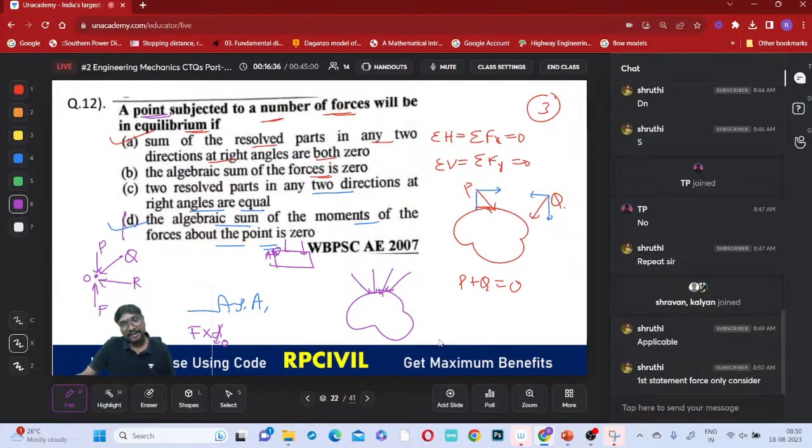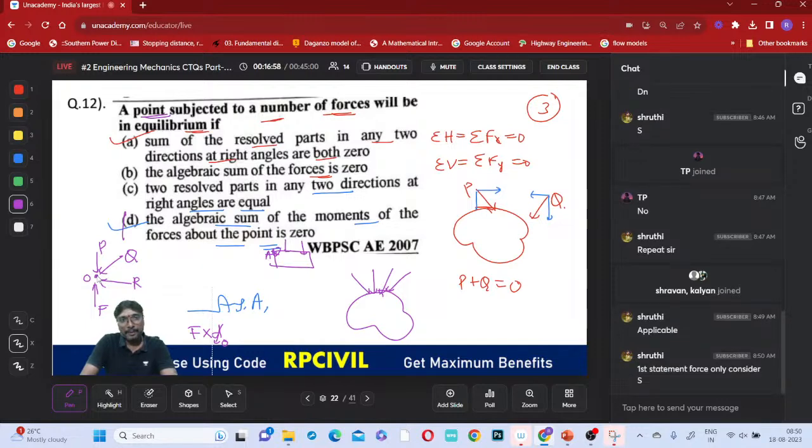When moments are present, you can say that the algebraic sum of moments will be equal to 0. When moments themselves are not present, which moments do you consider? You don't have any moments created by any force. Therefore, no moments will be considered, right? Is that clear now? This one, everyone, all of you.